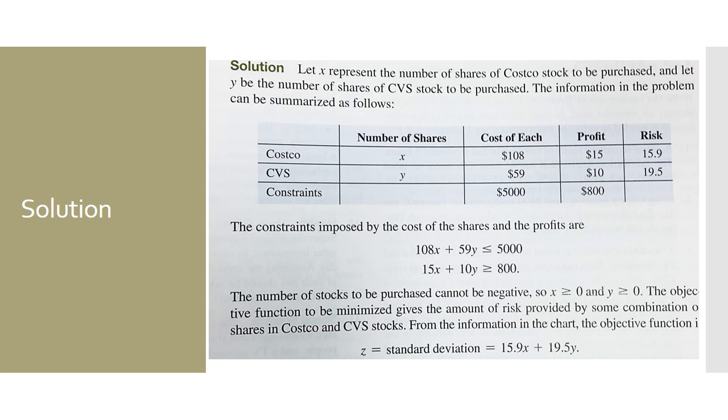Okay, here's our chart. We have our shares of Costco, that would be X, the number of shares of CVS, Y, cost, profit, and risk. And we need to keep our cost at or lower than 5,000, and we want our profit to be at or greater than 800. We also have the constraint that X and Y have to be greater than 0. Our objective function to be minimized is the amount of risk. So we have our equation. Our objective function is going to be Z equals 15.9X plus 19.5Y.